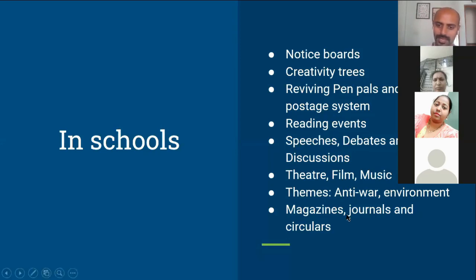Then you can have themes for songs and movies and everything. If you take the anti-war theme, then they are being exposed to songs as well as movies, newspaper articles, books, everything. But there is a strong intention behind it, which makes a bigger impact in their minds. Then have magazines, a lot of magazines and journals and circulars.